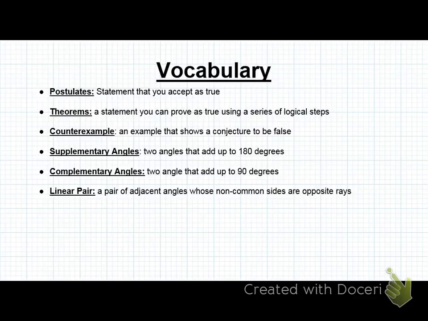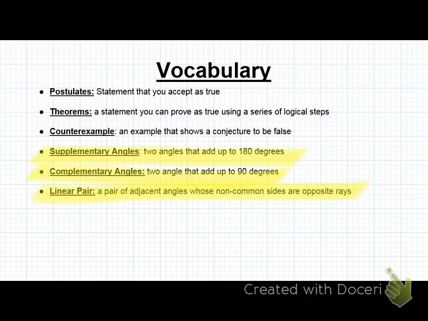Supplementary angles. Raise your hand if you've heard of the word supplementary before. Okay, cool. So what I'd like you to do is write down these 3 new ones in your notes: supplementary angle. We already got counterexample, complementary angle, and linear pair. Please write these 3 down. Okay, no talking. I'd like you to write these down into your notes.